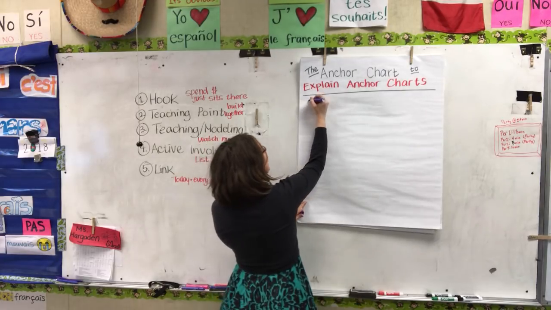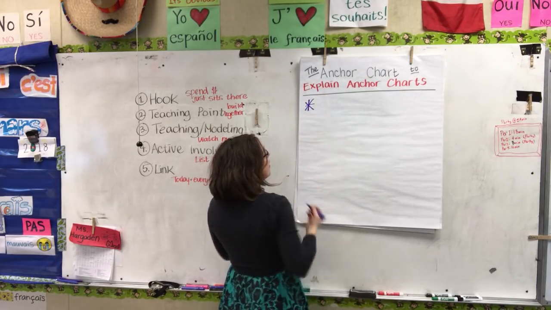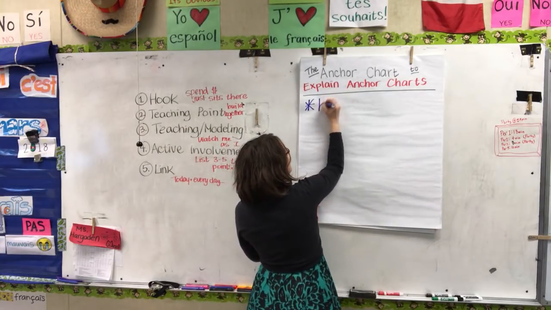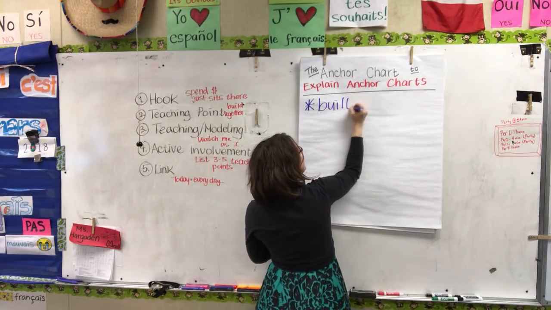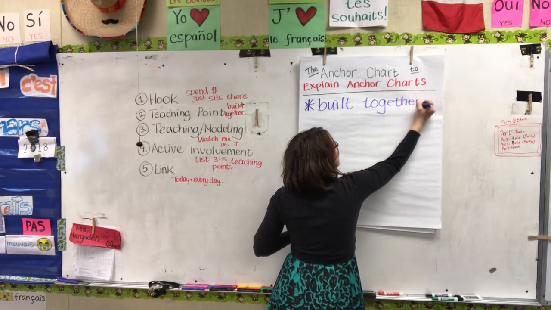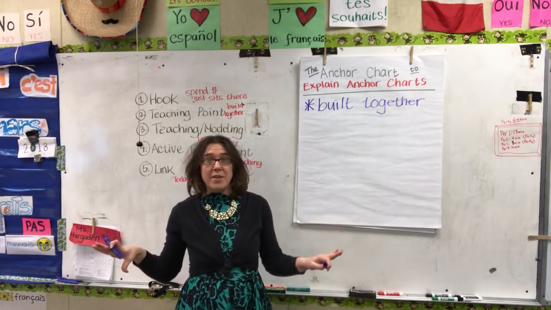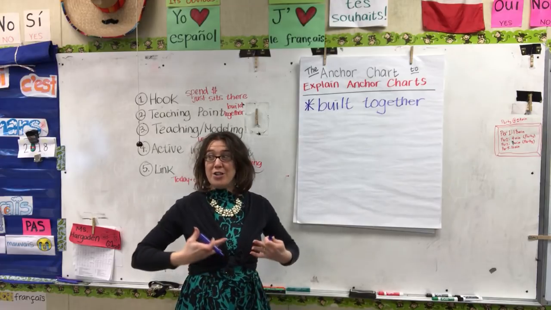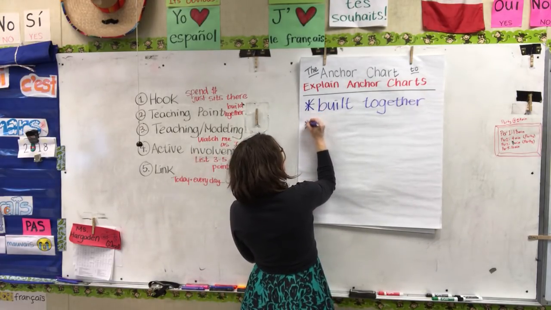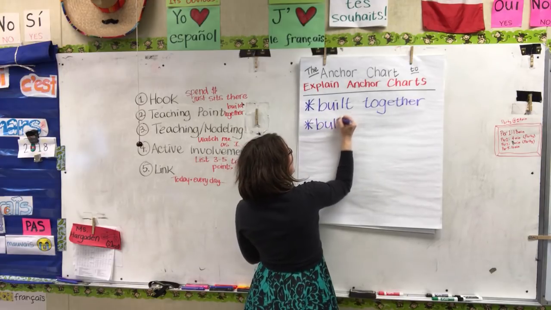Okay, so the first thing that we need to know about an anchor chart is, like I said before, you build it in front of the kids. So it's built together, like in real time. So the kids are watching us make them. The second thing you need to know about an anchor chart is it usually has bullet points on it.